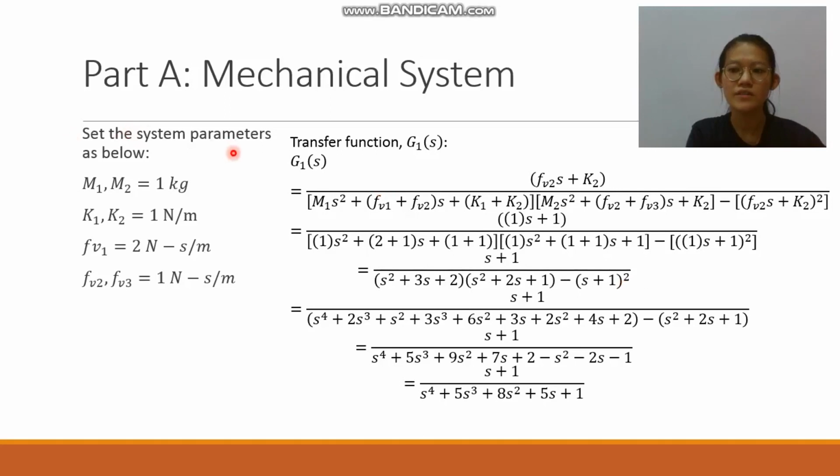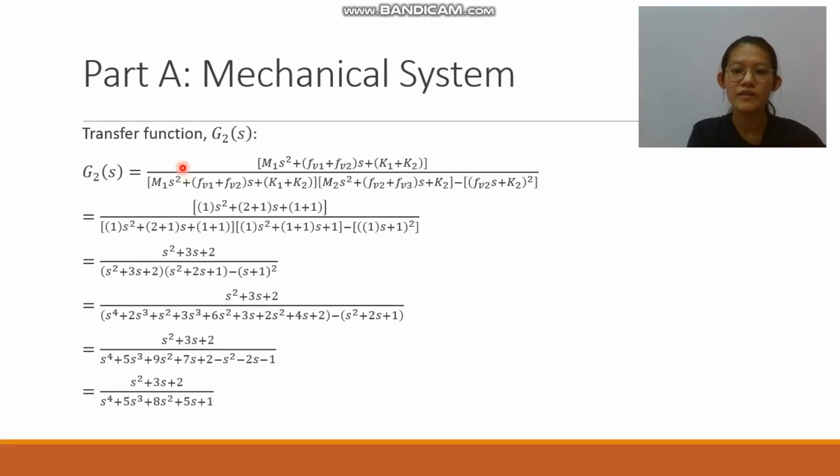Then we will set the system parameters as below. M1 and M2 equal to 1, K1 and K2 equal to 1, FV1 equal to 2, and FV3 and FV2 equal to 1. By substituting the parameters into the transfer function G1(s), we can get the equation as s plus 1 divided by s to the power of 4 plus 5s to the power of 3 plus 8s to the power of 2 plus 5s plus 1.